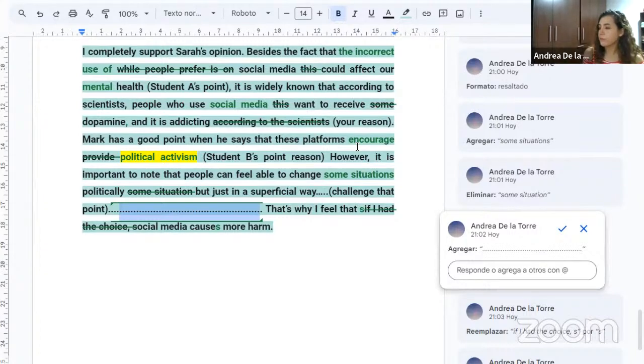What do you guys think now? Questions, comments, suggestions maybe on this writing? No comments, no questions? Because this is our last class for the writing section, right? With this, we're done with the writing. We already saw question one, the integrated question, and now we're finishing question two, the writing for an academic discussion.